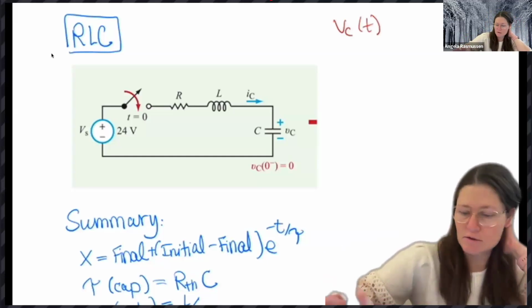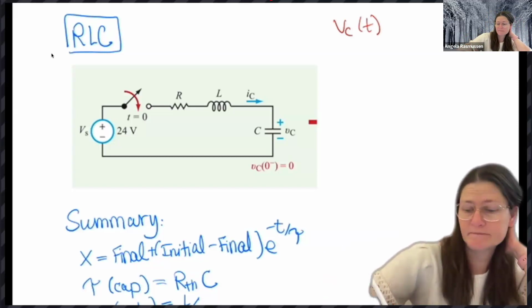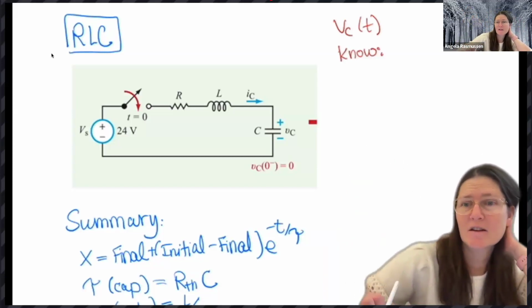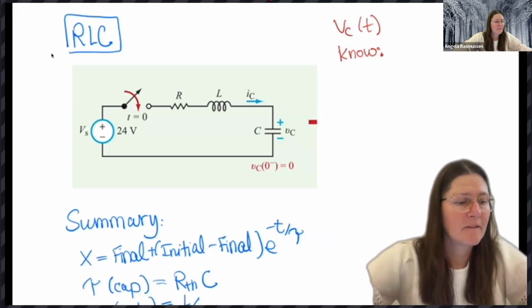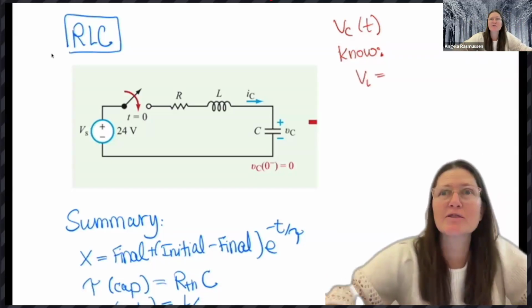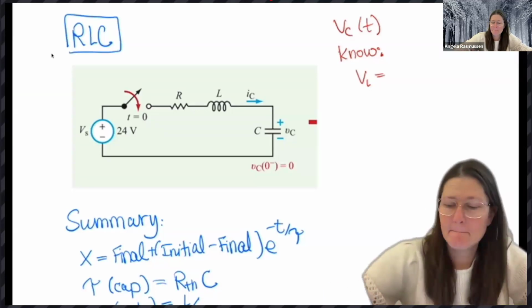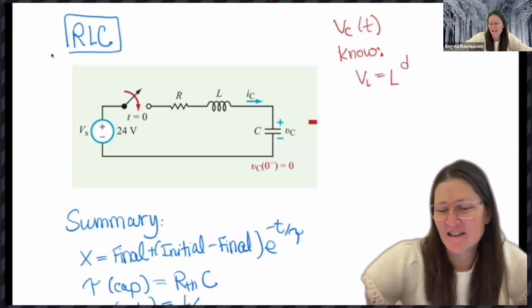So what do I know in this problem? Yes, we know the equations for the capacitor and the inductor, and we also know Kirchhoff's laws, which we can use to combine those into an expression we can solve. Great. So we know VL is what? The equation for VL. L times the derivative of the current in the inductor.